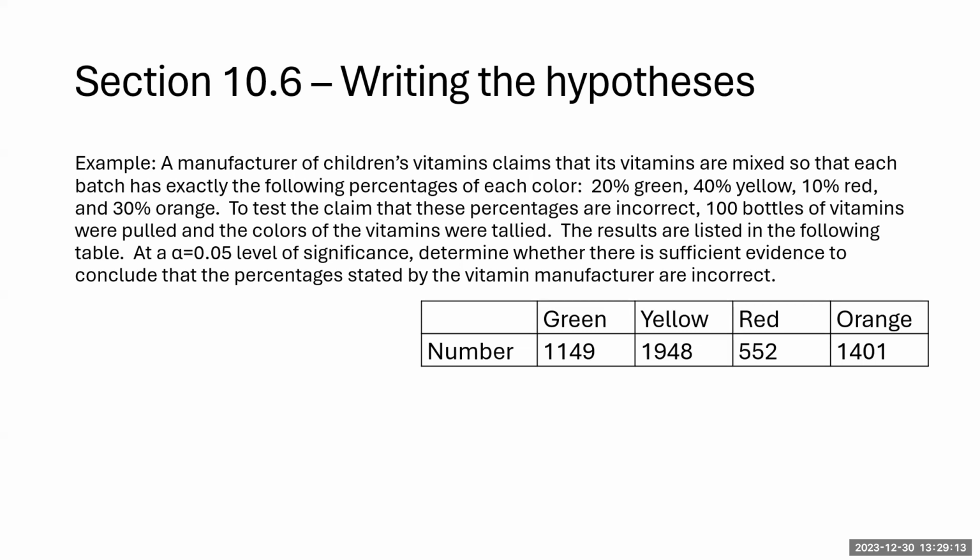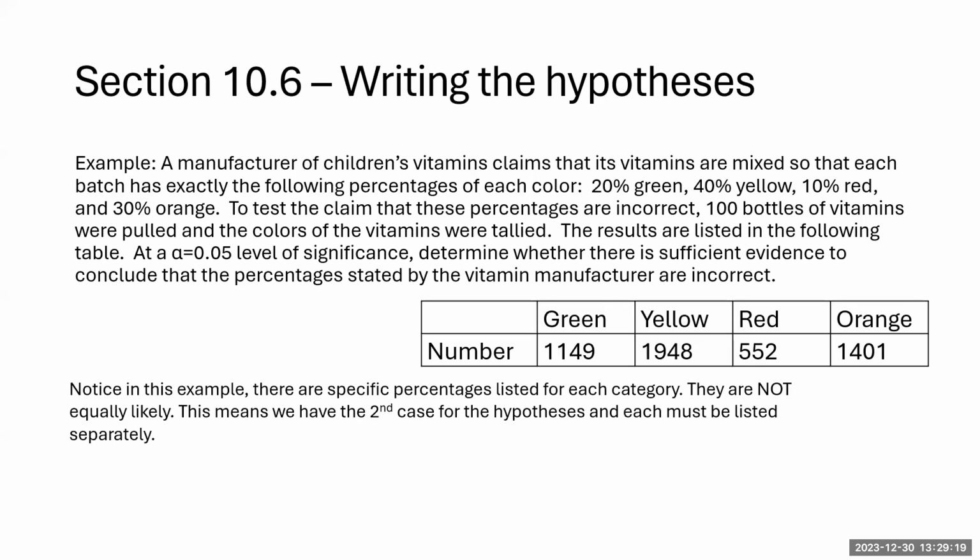Okay, in this instance, what you should notice is we have four colors: green, yellow, red, and orange. And it's indicated in the problem that there are different percentages for each one. Did you notice that? 20% for green, 40% for yellow, etc. So these are not equally likely. In the previous example, they were. The die values coming up were all equally likely.